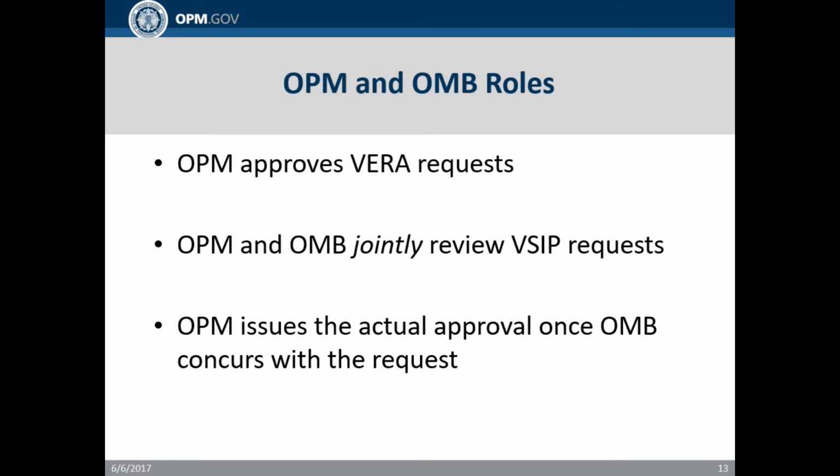In terms of what role OPM plays in approving VERA and VSIP requests, and what role the Office of Management and Budget, OMB, plays. OPM approves VERA-only requests. We have the authority to do that, and we don't consult with the Office of Management and Budget on that. However, requests involving VSIPs do involve a joint OPM and OMB review. So while OPM issues the actual approval, that's only once OMB has concurred with the request.